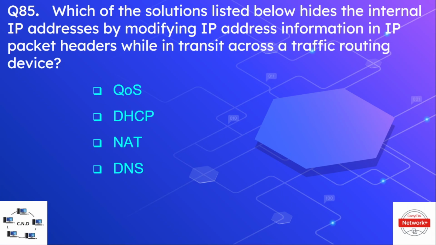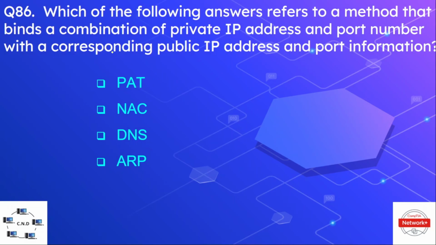Question number 85 is: which of the solutions listed below hides the internal IP addresses by modifying IP address information in IP packet headers while in transit across traffic routing devices? And the options are QoS, quality of service, DHCP, NAT, or DNS. And the correct option is again NAT or Network Address Translation.